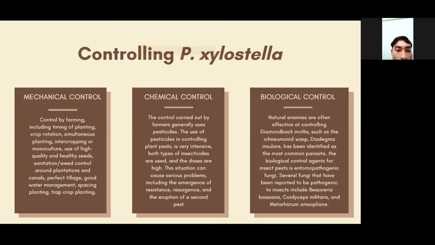Chemical control. The control carried out by farmers is generally pesticides. The use of pesticides in controlling plant pests is very intensive, but the types, intensities and doses are not appropriate. This situation can cause serious problems, including the emergence of resistance, resurgence, and the eruption of secondary pests.